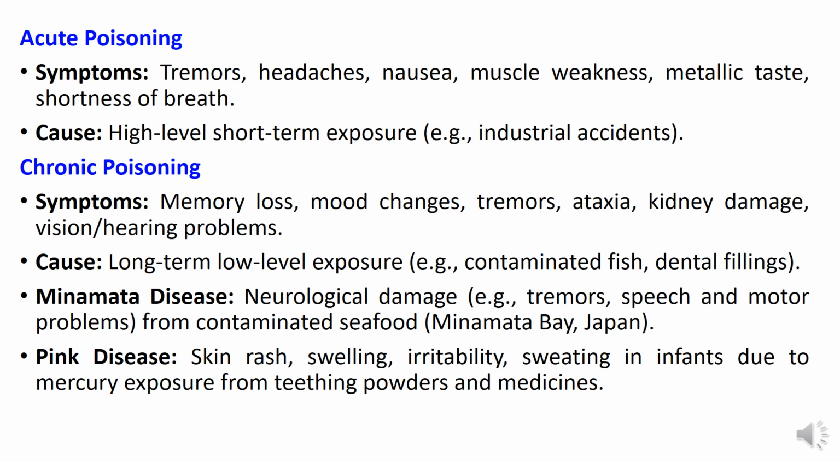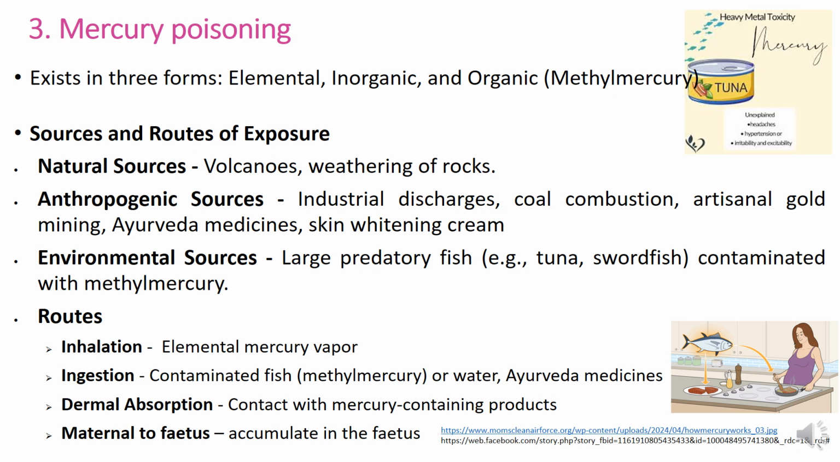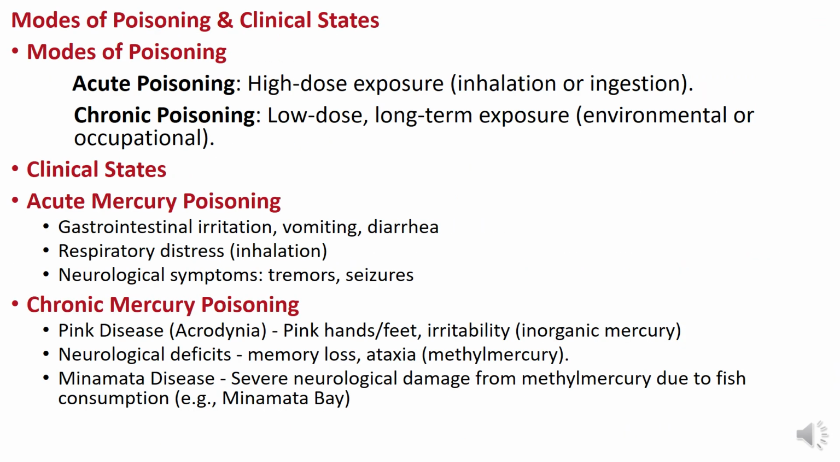And also there may be acute and chronic poisoning, as you can understand here. So we are going to describe more during the next slide. There may be natural sources such as volcanoes and weathering of rocks, and also anthropogenic sources such as industrial discharges that I have explained earlier, and also routes of entry: inhalation, ingestion and dermal absorption, and also through maternal to fetus.